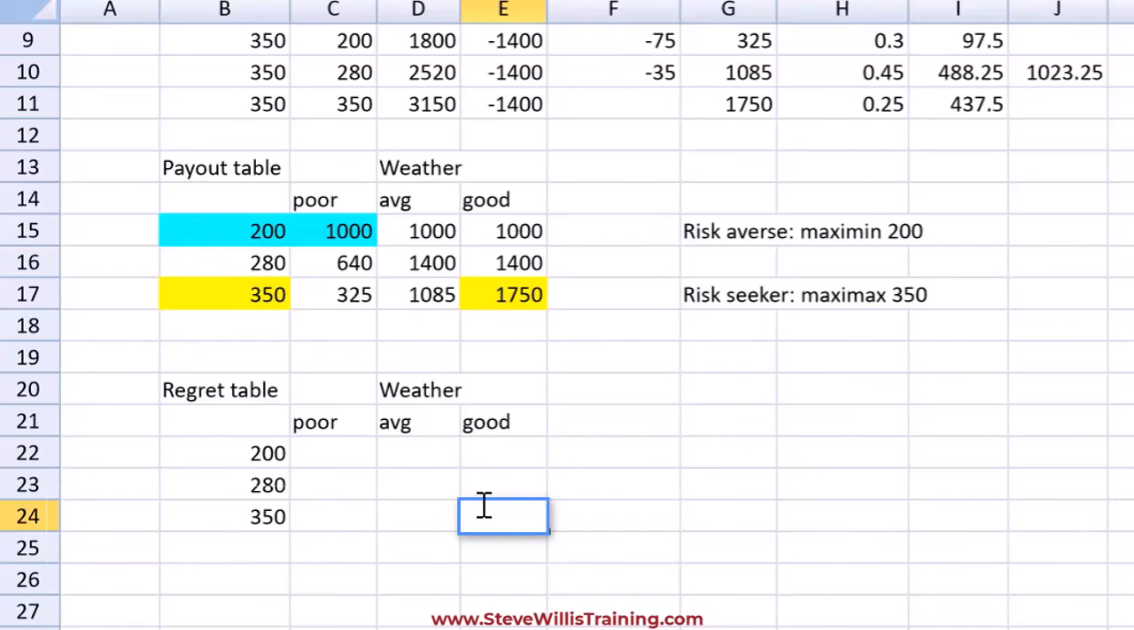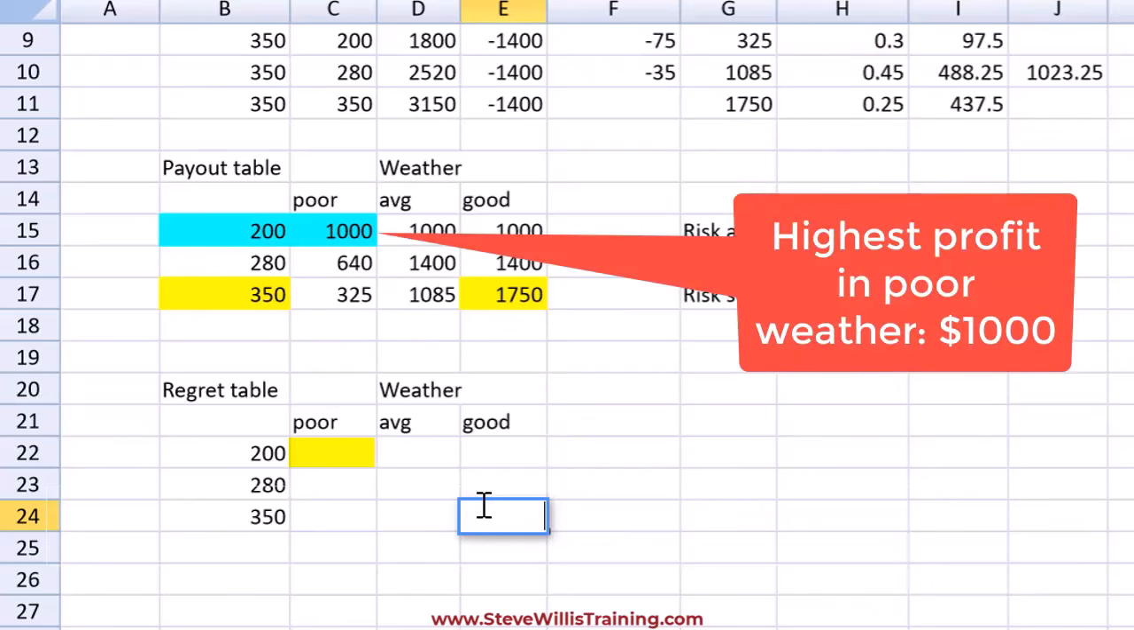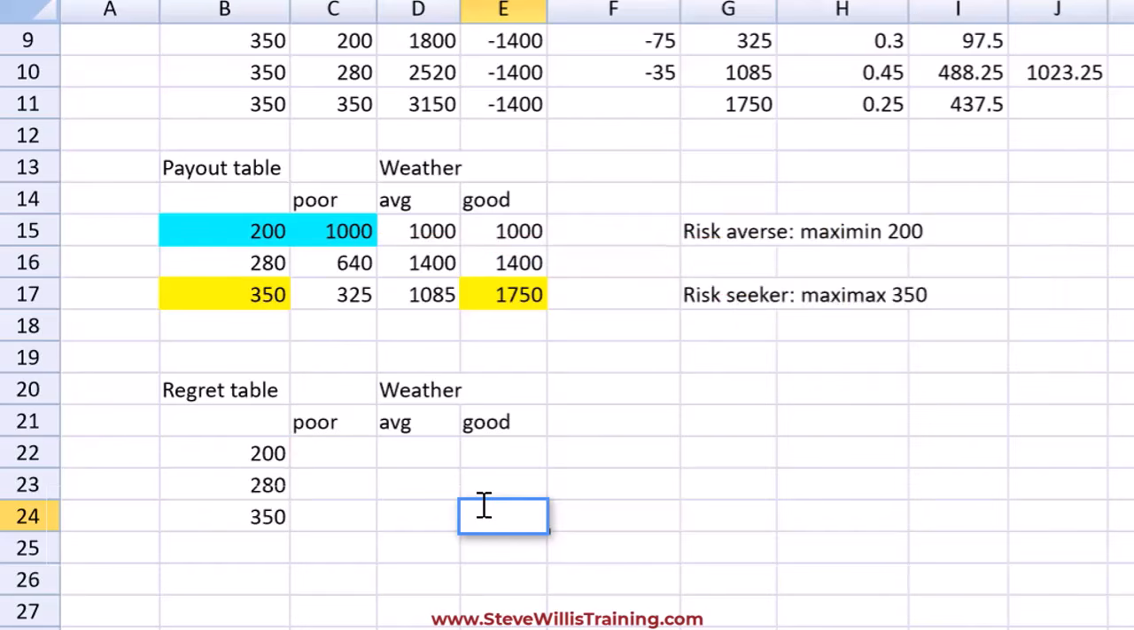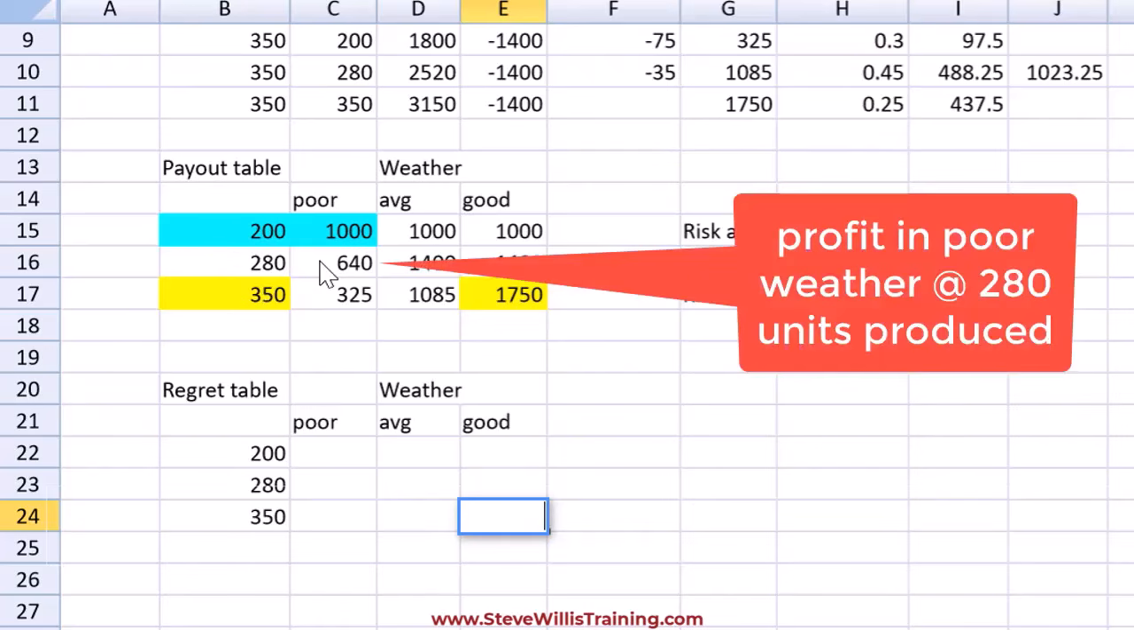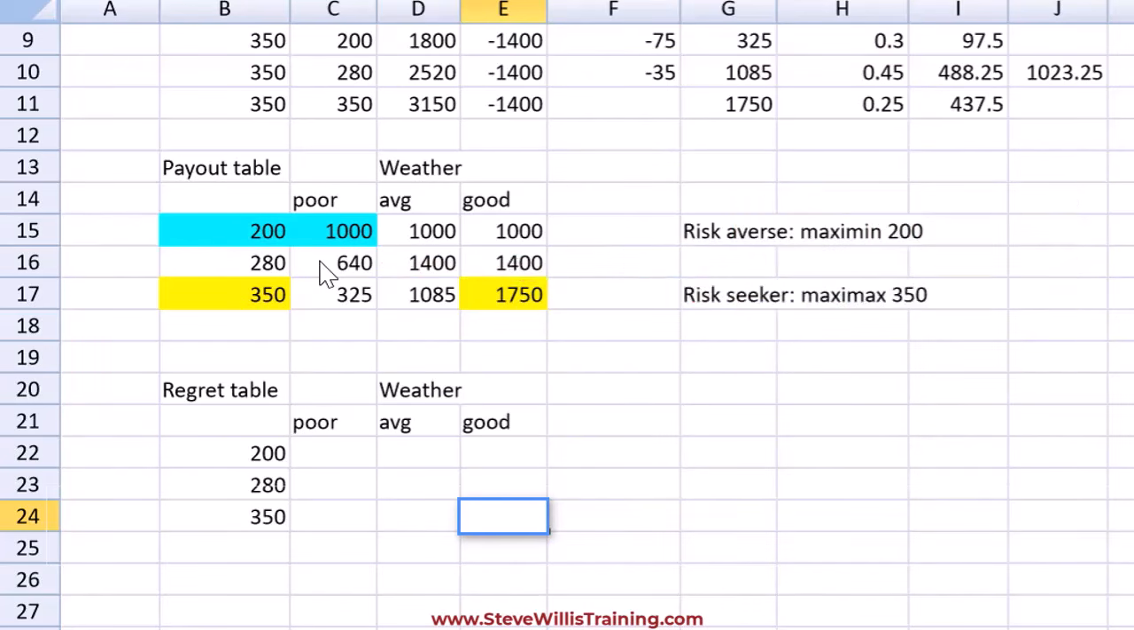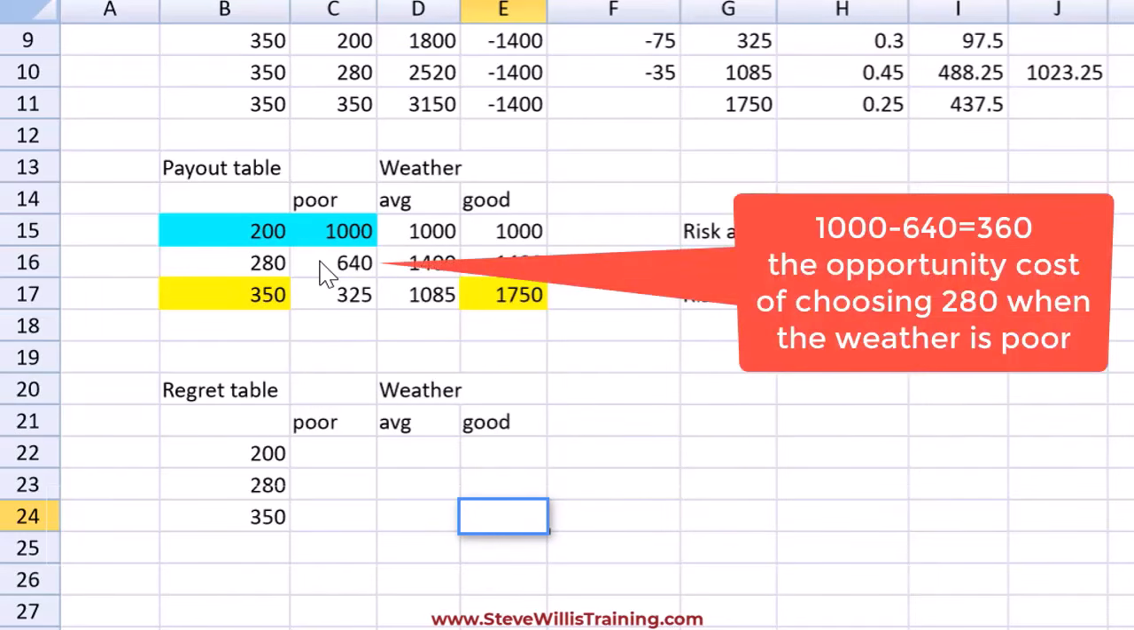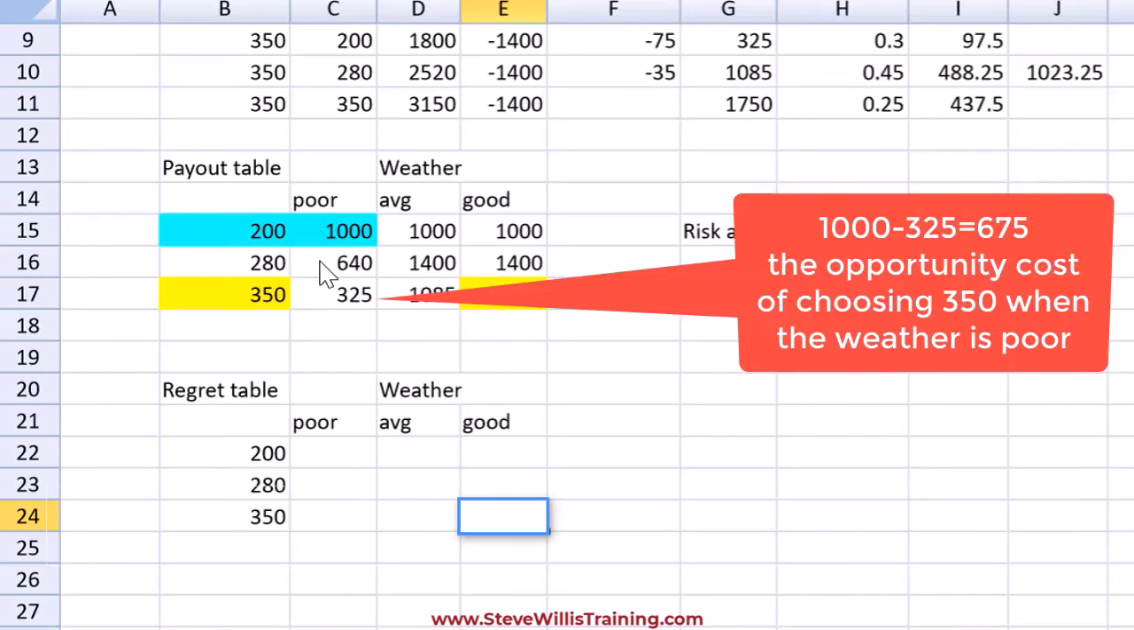So check this out. I'm looking at my different weather states, and I say to myself, if I choose to produce 200 units and the weather is bad, I wouldn't lose any money, right? That's the best decision. People around me would say, good choice. You didn't lose any money. Now, if I chose to produce 280 and the weather turned out poor, I would earn 640. People around me would say, oh, you should have chosen 200. You would have earned 1,000. So you lost 360 from your decision. Yeah, I don't want people to say that, right? That's the opportunity cost of choosing the wrong course of action. And then if I were to choose 350, they would say, oh, you lost 675, right?